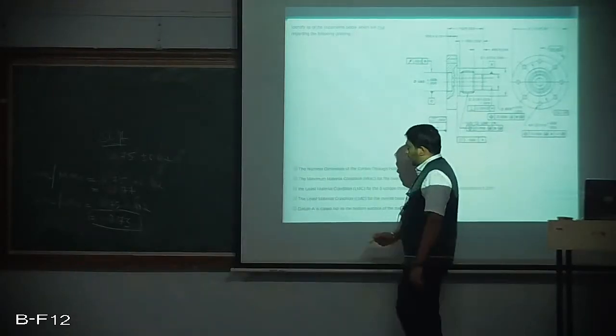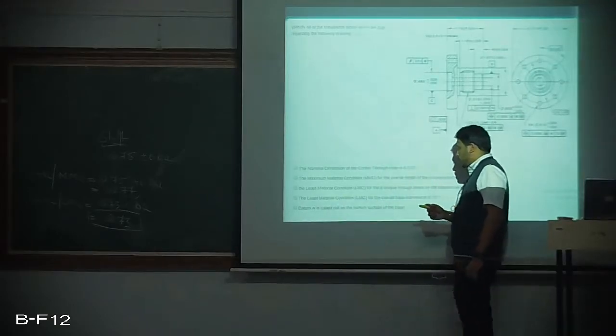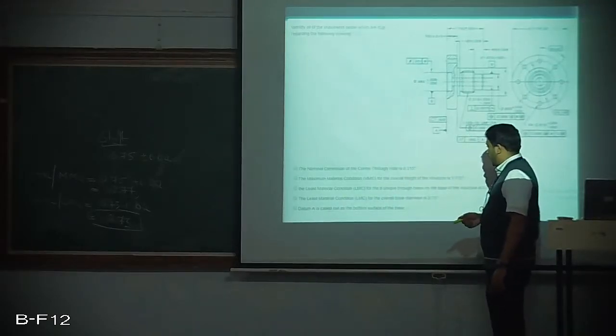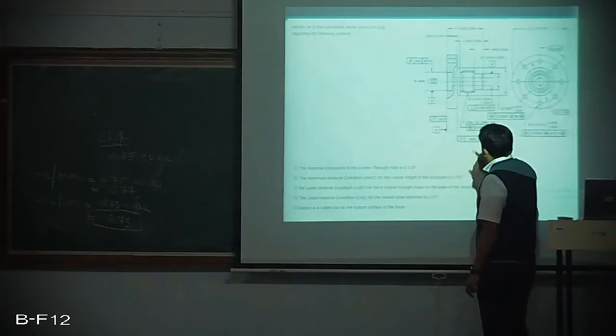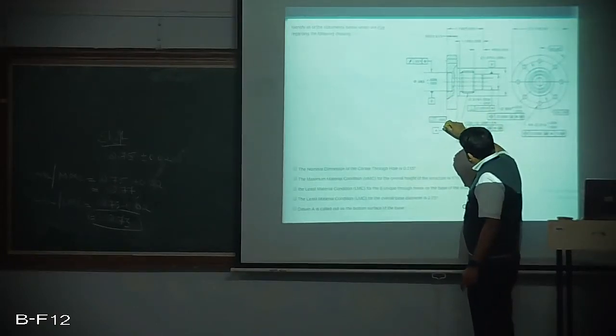So here in this condition, first was correct, second was correct, third was wrong, fourth was wrong, and datum A is called out as the bottom surface of the base. Yes, this is the bottom surface of the base and it is called datum A.